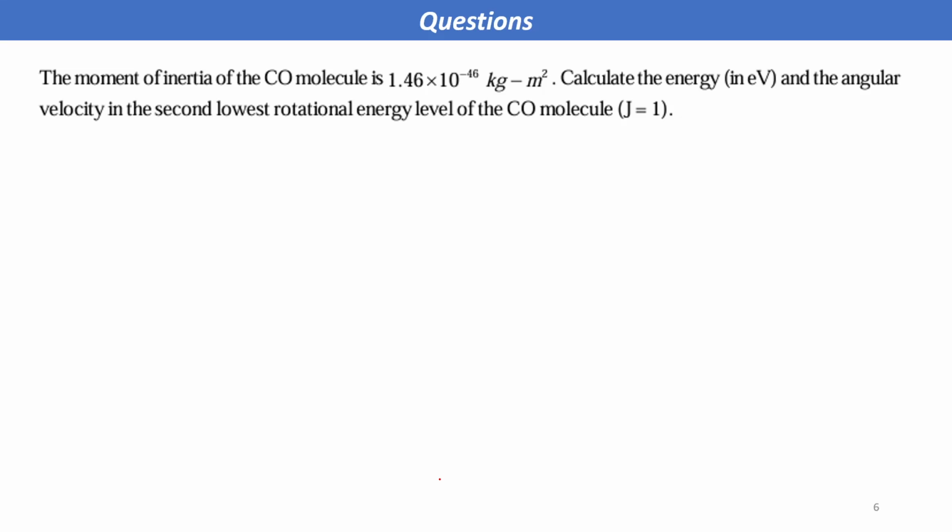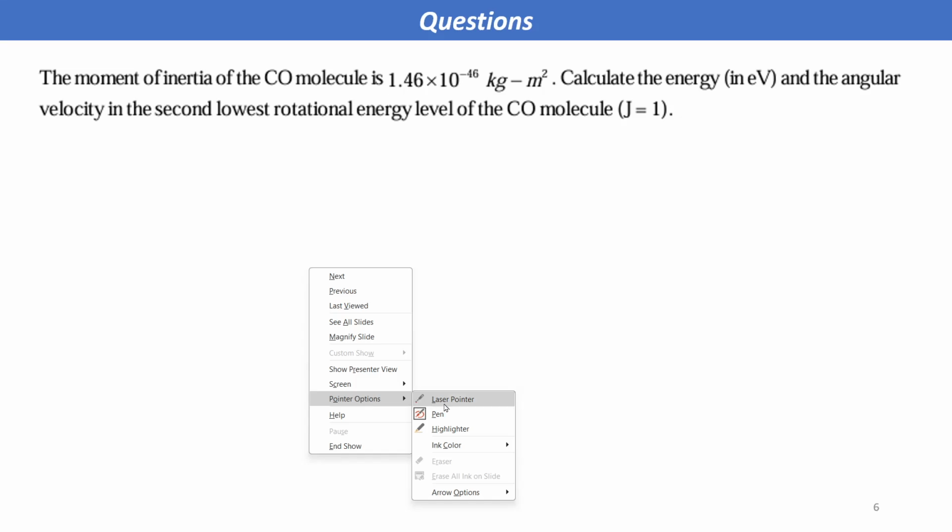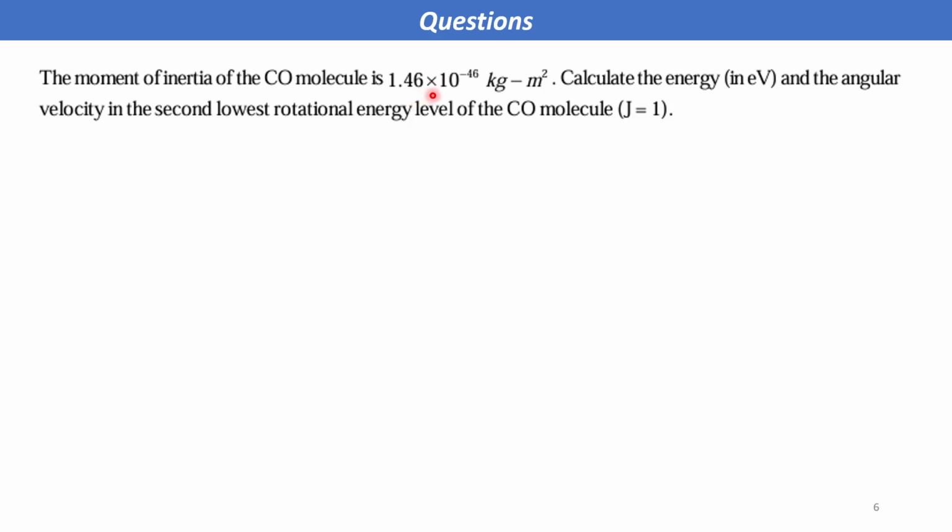Next question. The moment of inertia of CO molecule is 1.46 into 10 raised to minus 46 kg meter square. Calculate the energy in electron volt and the angular velocity in the second lowest rotational energy level of the CO molecule, J equals to 1.